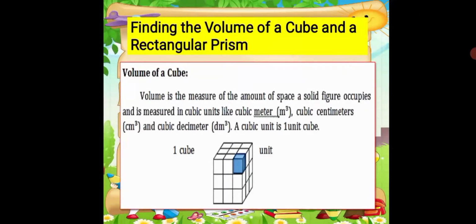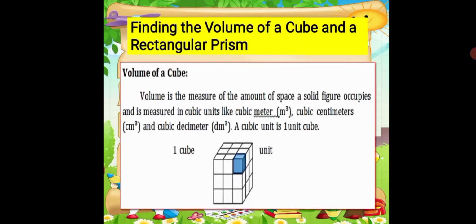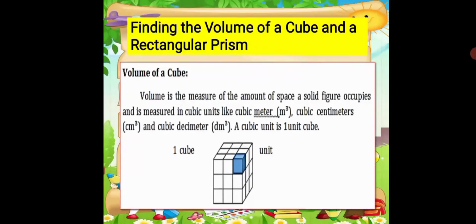Today, our lesson is on finding the volume of a cube and rectangular prism. Volume is the amount of space a solid figure occupies and is measured in cubic units like cubic meters, cubic centimeters, and cubic decimeters. A cubic unit is 1 unit cube.